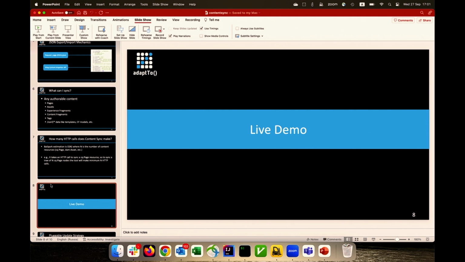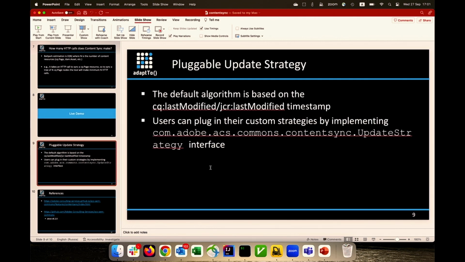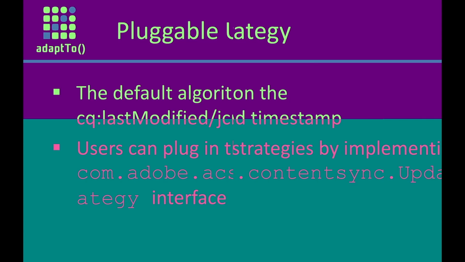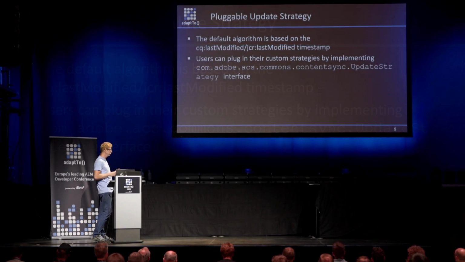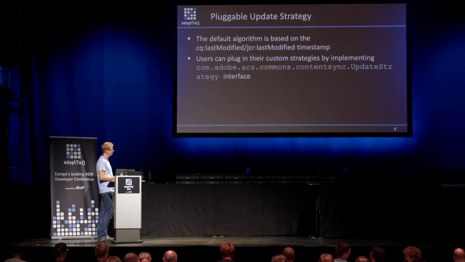Okay. And the last thing, the default strategy, how to select incremental data, is based on CQ last modified and JCR last modified timestamp. But the strategy is pluggable. So if you need something fancier, like compare pages or assets based on a checksum, you can plug in your implementation. It's a service. And then the tool allows you to configure it in the configuration.